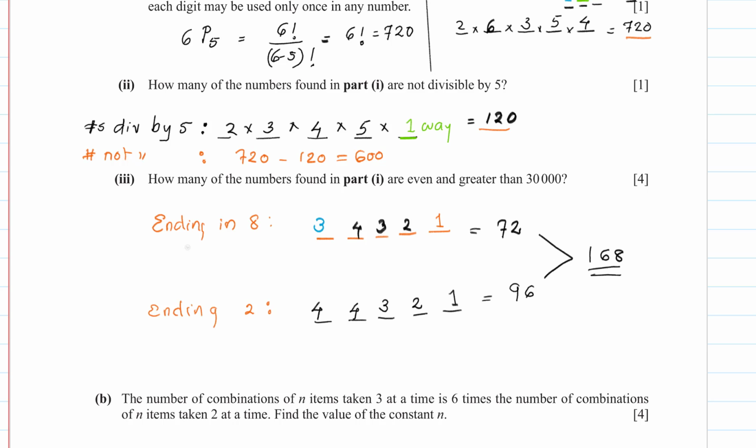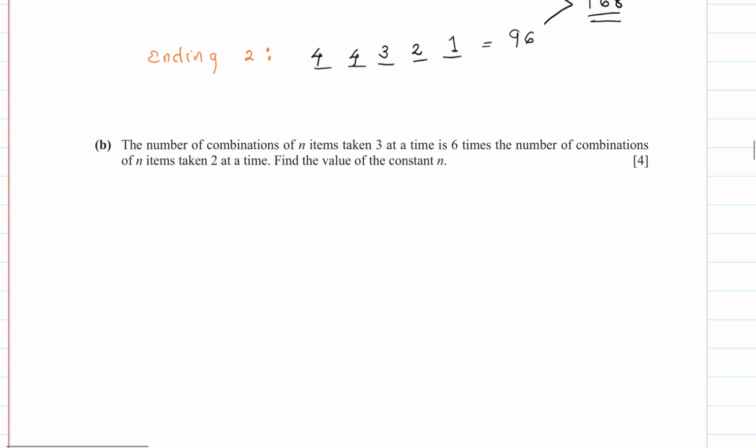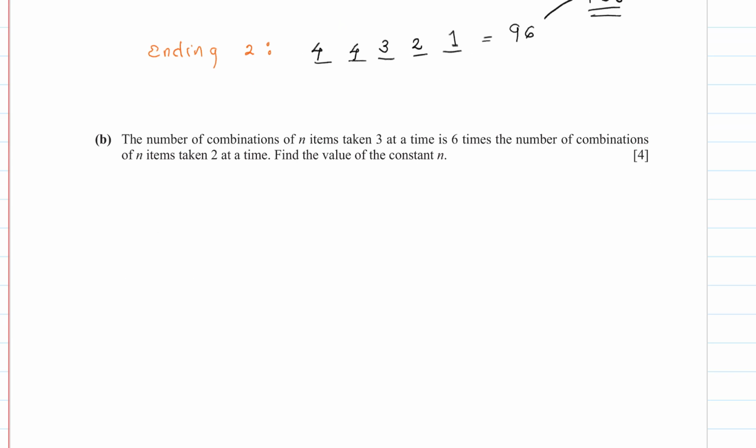Okay. Now let's continue to the next question. Look at this, Martha. They're expecting us to form sort of an algebraic equation to solve it. Okay, look at this. What do you understand? This question is essentially saying n items with 3 taken at a time versus n items with 2 taken at a time.